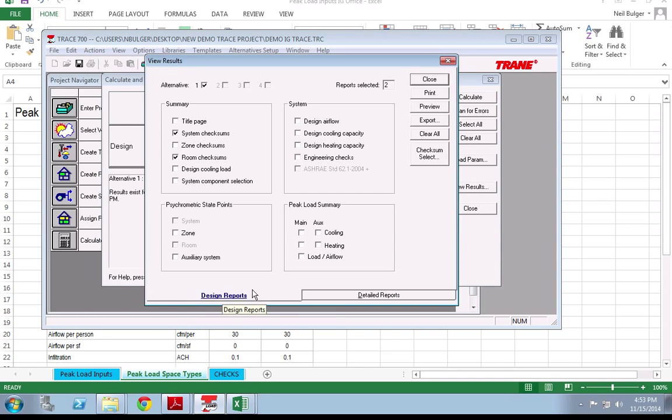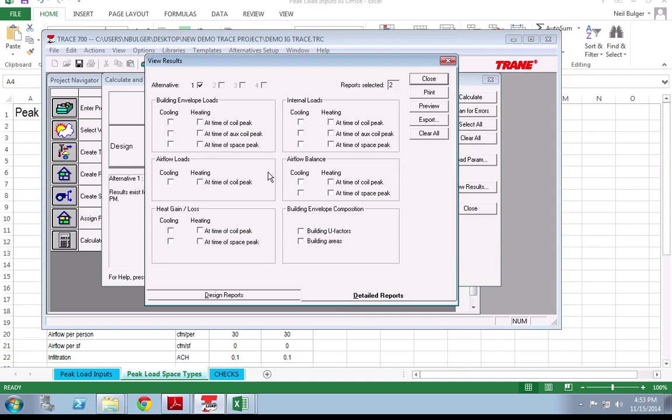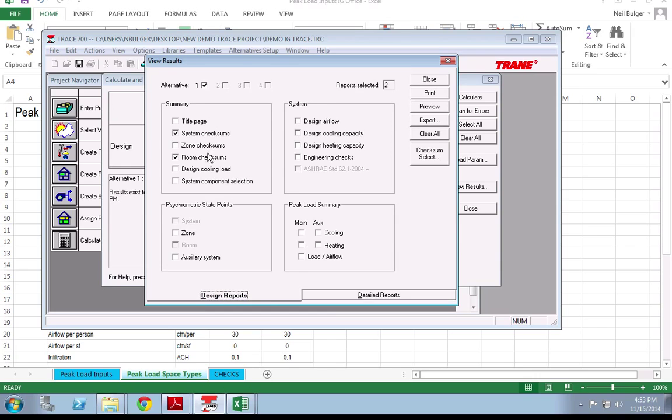Overall, the design reports tab has a lot of high-level reports for you to be able to quickly look at the model. The detailed reports go into individual components: the building envelope loads at a certain time, the internal loads at a certain time. And we'll look at these a little later. For now, let's spend most of our time looking at these. We will continue to come back to this level.